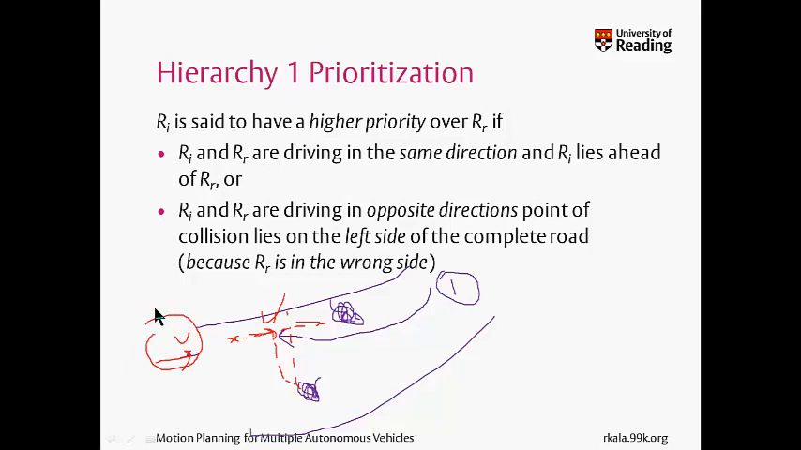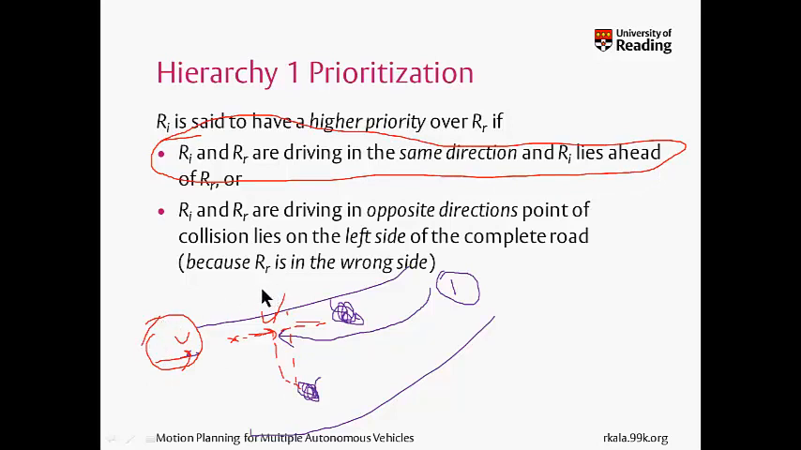So this vehicle has a low priority. I generalize this as a rule saying that if Ri and Rr are driving in the same direction, the vehicle ahead always has higher priority as compared to the vehicle behind, because clearly if there's a collision, then this vehicle would be held responsible.